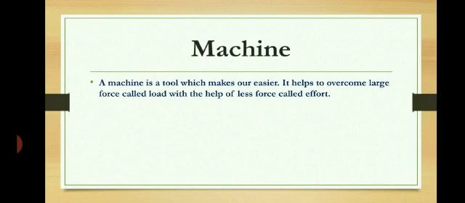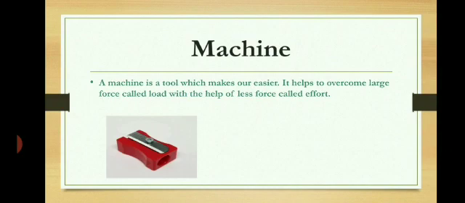You have seen in your pencil box there is a pencil sharpener. A pencil sharpener makes your work easier, that is, it helps you sharpen the pencil easily with the help of the blade. When you insert the pencil and turn it, the blade, that is a wedge, helps to sharpen the pencil easily. So it is a very simple tool and also a simple machine.